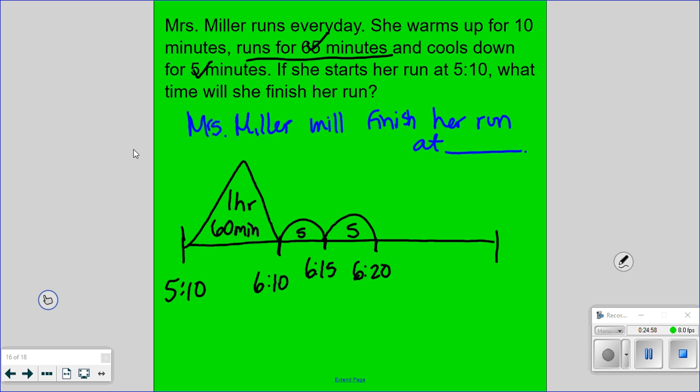I'm missing one more, Finley. Yeah, my hill of 10 minutes for warm-up time. What's it going to be, Finley? 6:30. Is there anything else I need? No. So Miss Miller will finish her run at 6:30.